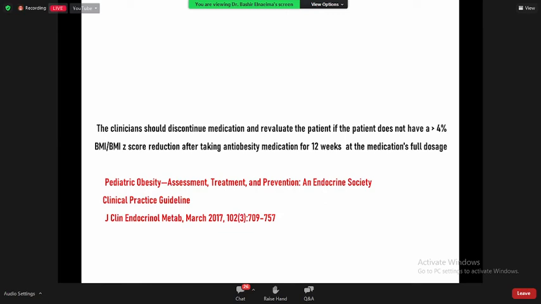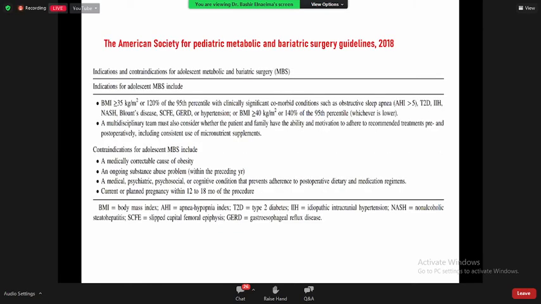There are a lot of controversies regarding pediatric obesity, the indications, and the criteria. This is the American Society for Metabolic and Bariatric Surgery guideline 2018. This is the latest one. Indication and contraindication for adolescent metabolic and bariatric surgery. Indication for adolescents include if the adolescent's body mass index is 35 kg per meter square or 120% of the 95th percentile with clinically significant comorbid conditions such as obstructive sleep apnea, type 2 diabetes, or liver issues, or the child has a body mass index of 40 or more kilograms per meter square. Again, this is another indication for bariatric surgery.